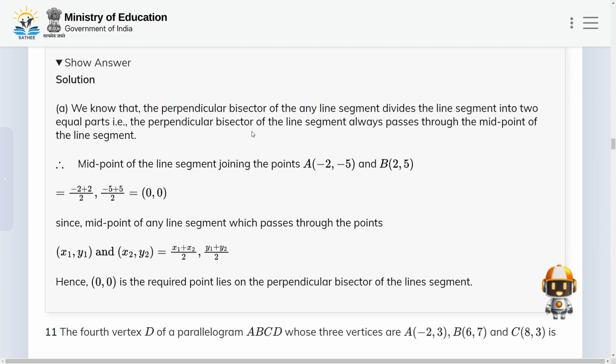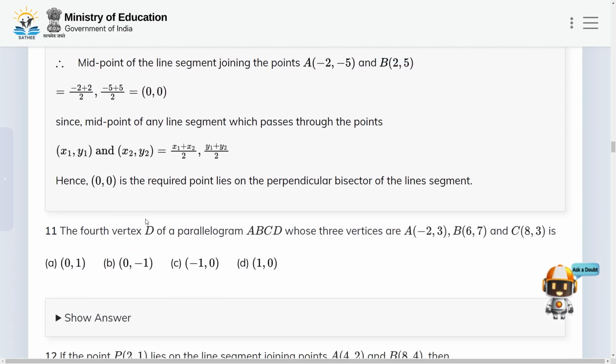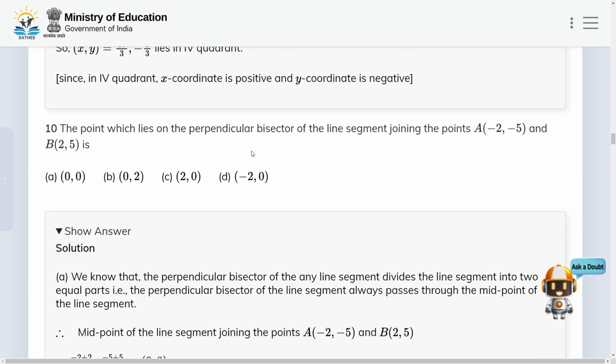So the midpoint of the line segment joining the points A of minus 2 comma minus 5 and B of 2 comma 5 is equal to (minus 2 plus 2) by 2 comma (minus 5 plus 5) by 2. This is equal to 0 comma 0. Since the midpoint of any line segment passing through the points x1 comma y1 and x2 comma y2 is equal to (x1 plus x2) by 2 comma (y1 plus y2) by 2, hence 0 comma 0 is the required point that lies on the perpendicular bisector of the line segment. So here the correct answer is option number A.